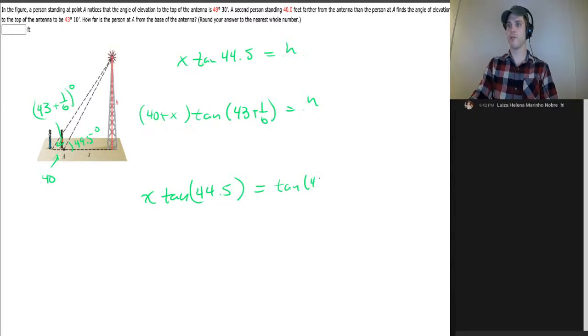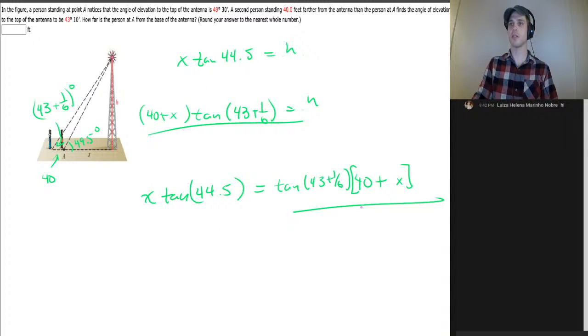So we're going to go tangent of 43 plus 1/6, okay, times 40, and then also times x. So I just distributed there. Actually, let me make another step. So I set these, this is this, and this is this. I just used the commutative property to switch these two. So the portion in brackets is here.